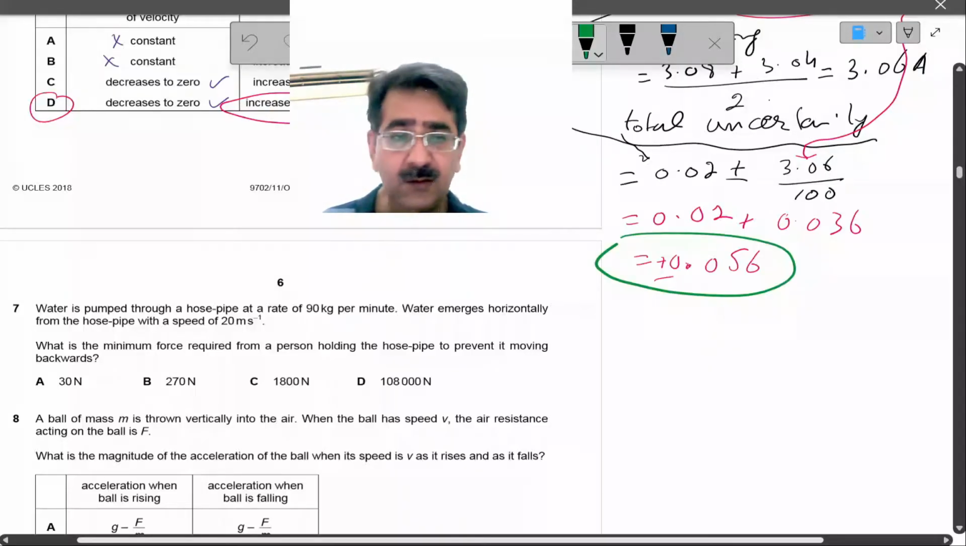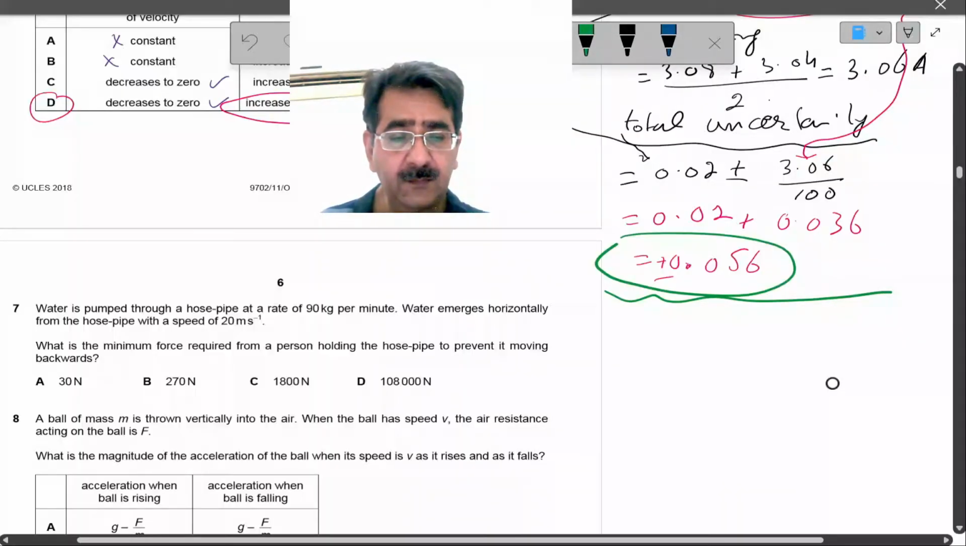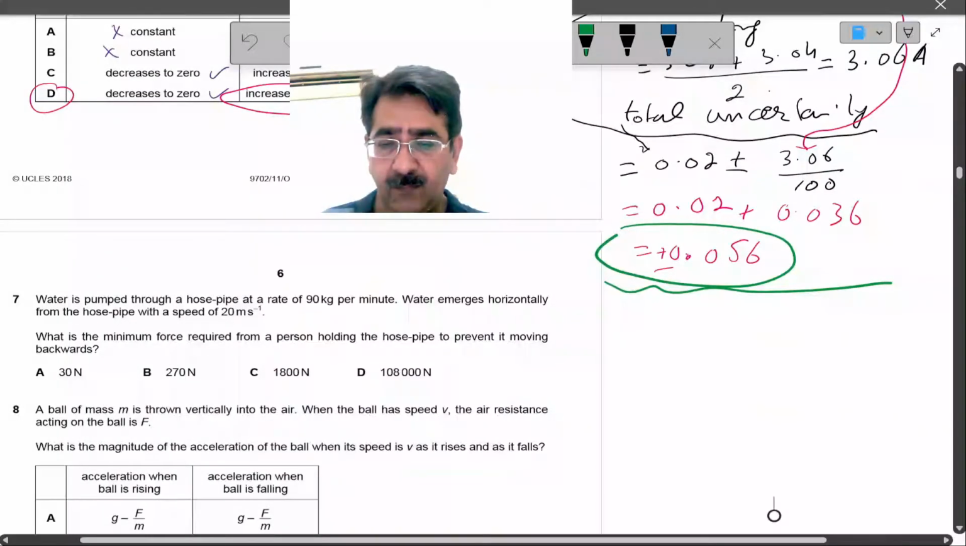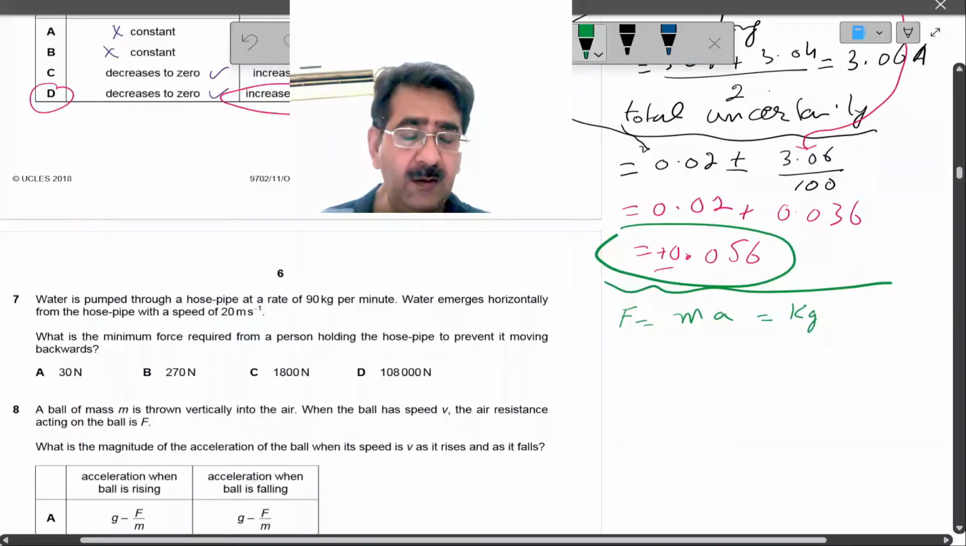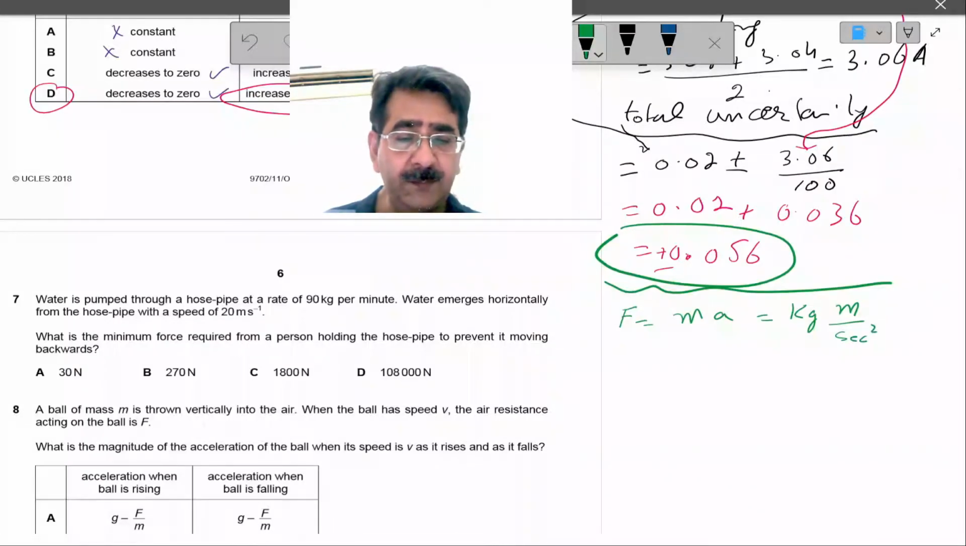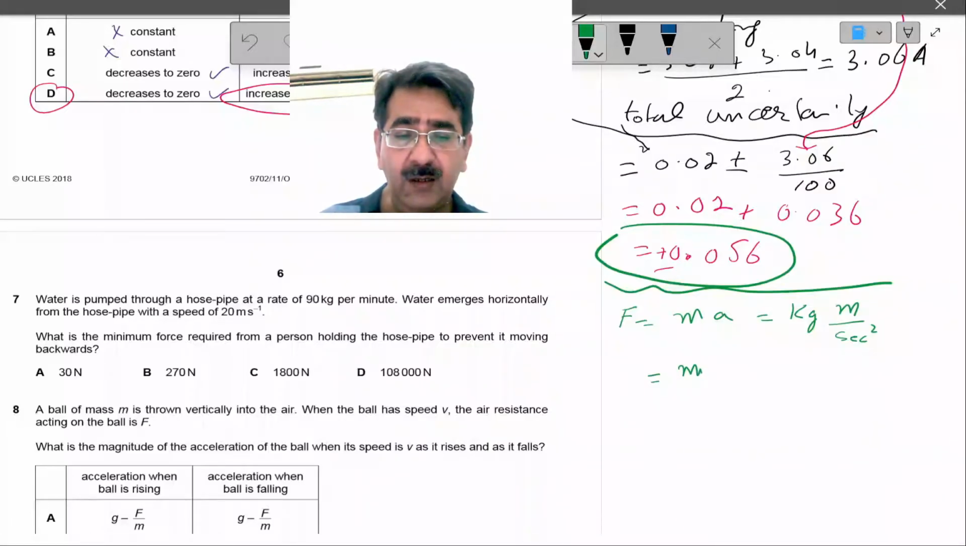So I'll go to the choices. Question number 7. Force is always equal to ma, with unit kilogram meter per second square. So the given data, you may say, is the mass multiplied by velocity divided by time.